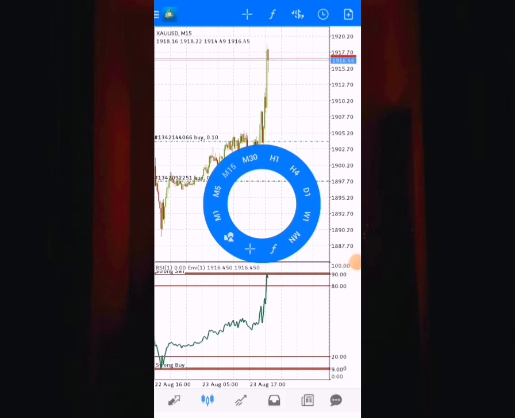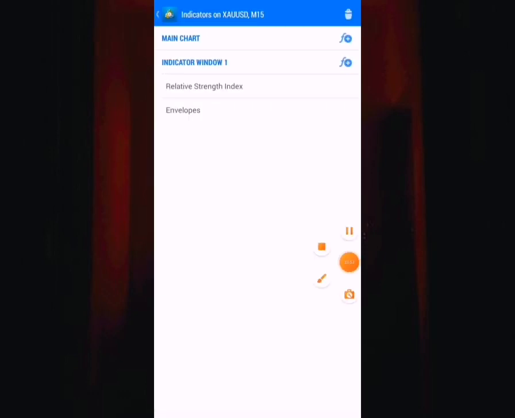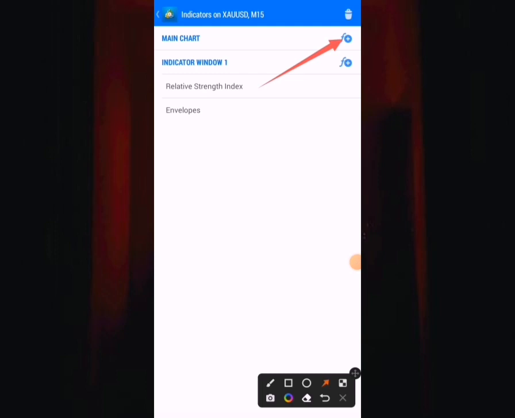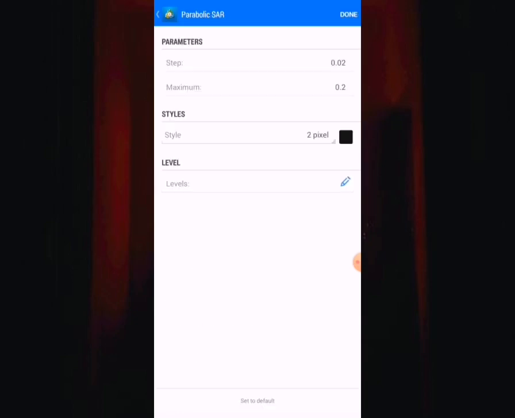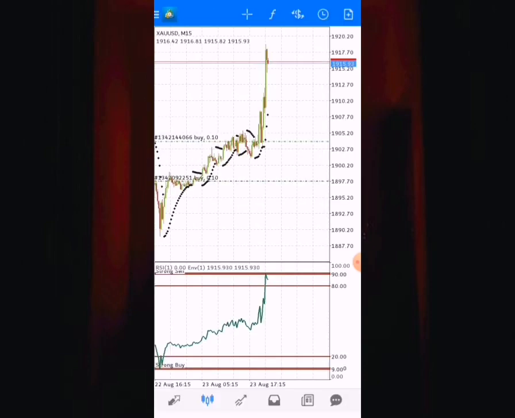The parabolic just uses the default settings, traders. You come to the F button again, and this time you come to the main chart. That's where you press parabolic right there. It's just the default stuff. You may just change the color in the pixel, and then press done. There you have it.